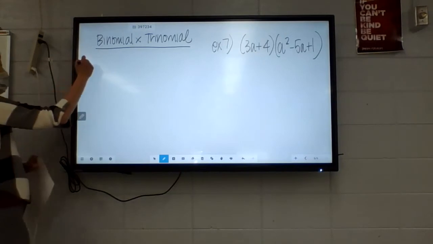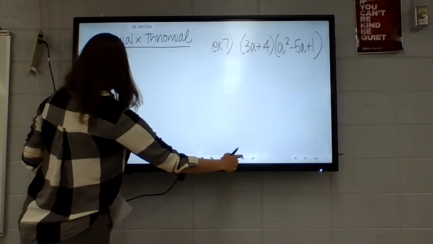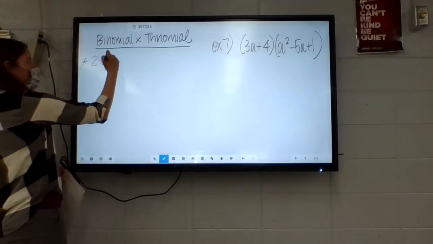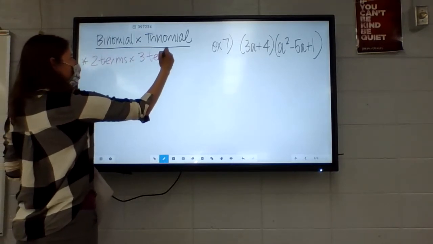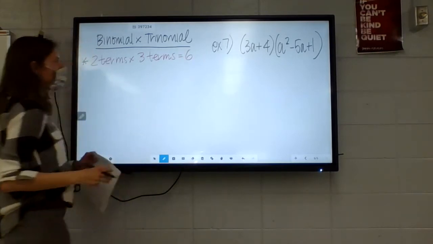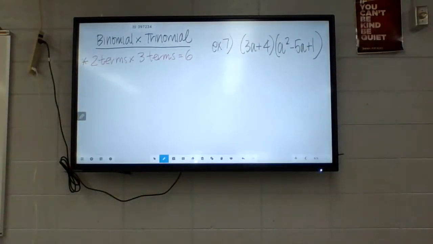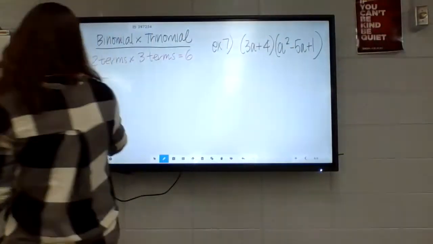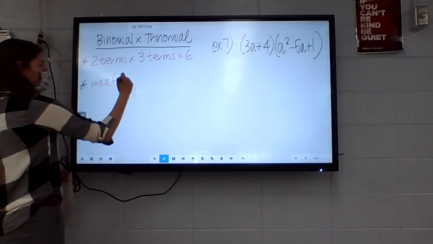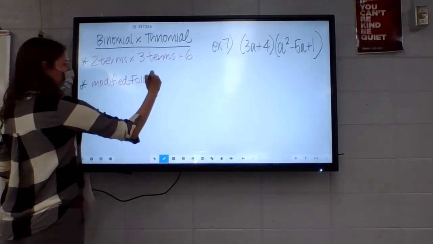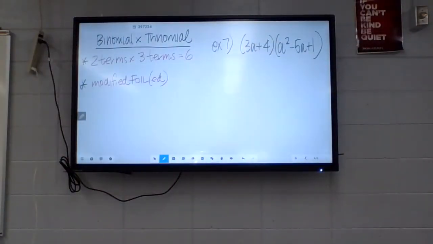So FOIL doesn't work because there's not enough letters in FOIL. You could do foiled. Foiled. Foiled. Yeah, foiled again. So there should be 6 terms when we're done multiplying. So we're going to do a modified foiled. Yeah, we can add ed to that. The ed doesn't really stand for anything, it just sounds better.